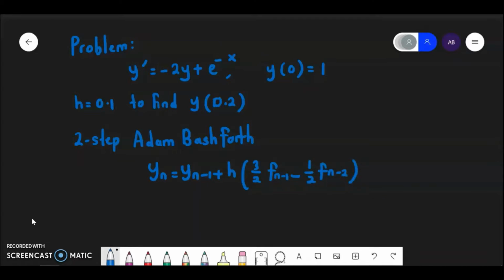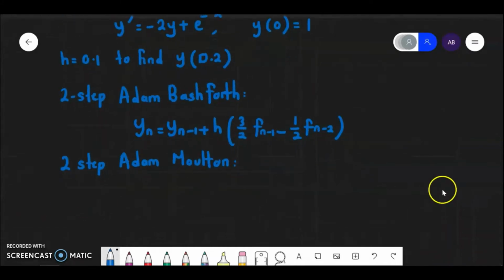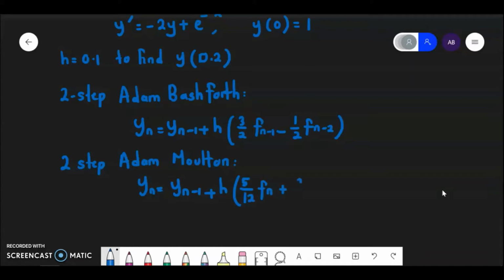And then we can also use the two-step Adams-Moulton method. The Adams-Moulton method is given as yn equals yn minus 1 plus h times 5 over 12 fn plus 2 over 3 fn minus 1 minus 1 over 12 fn minus 2. Okay, so these are the two methods that we're going to use.